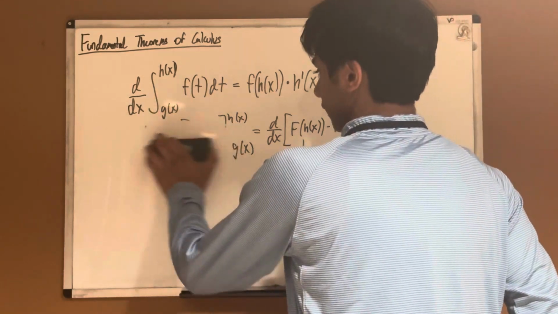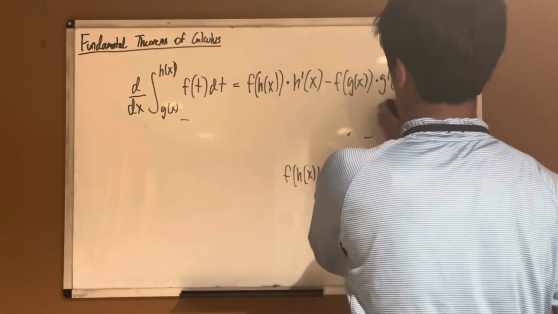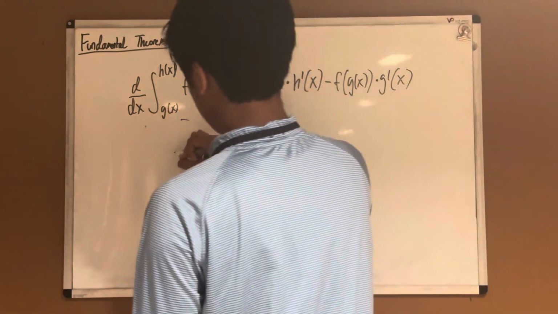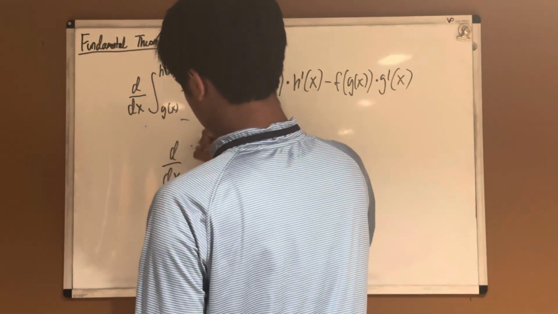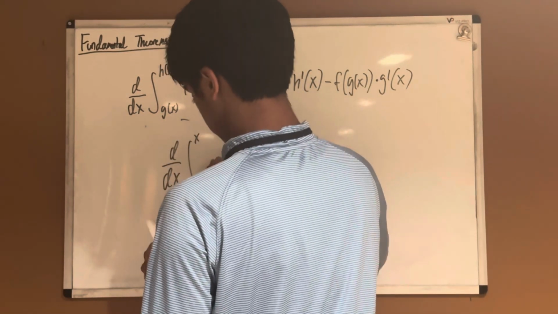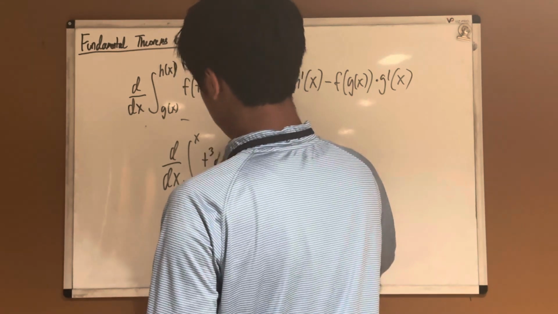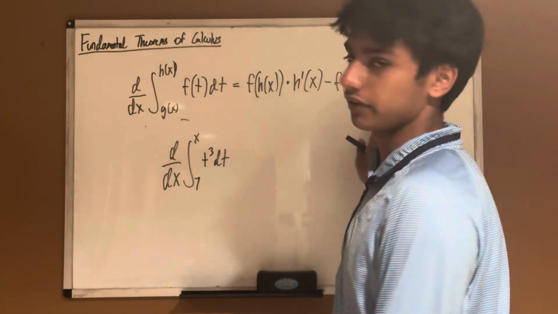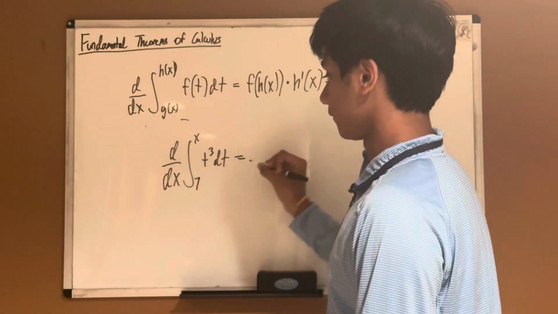So let's try out a practice problem now. Let's say we have the question, the derivative of the integral from x to 7 of t cubed dt. For this one, the constant bound has derivative 0, and so what we're left with is just x cubed.